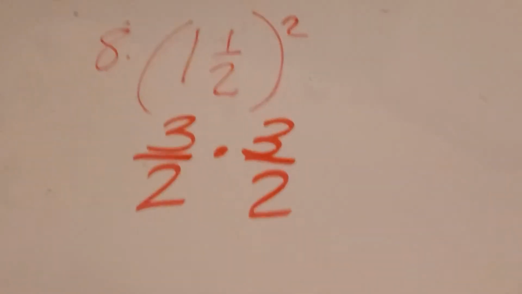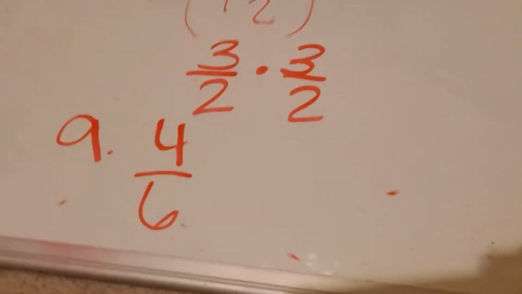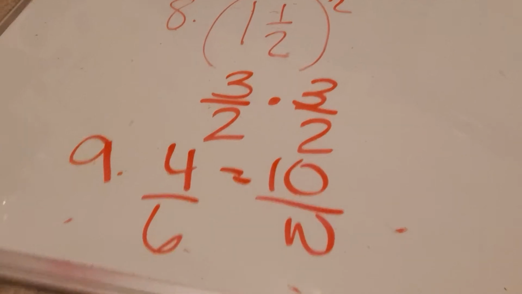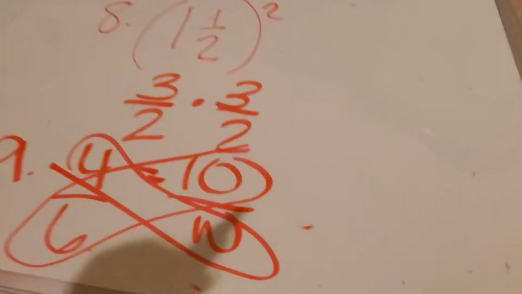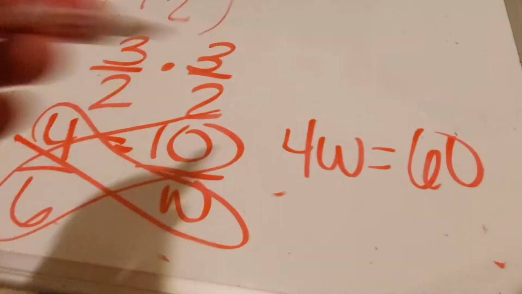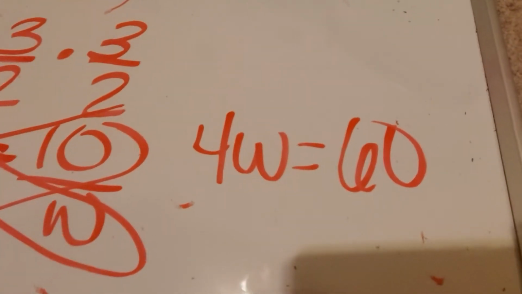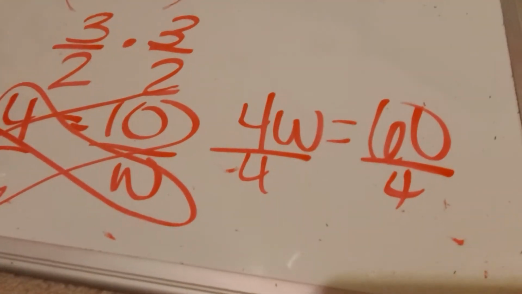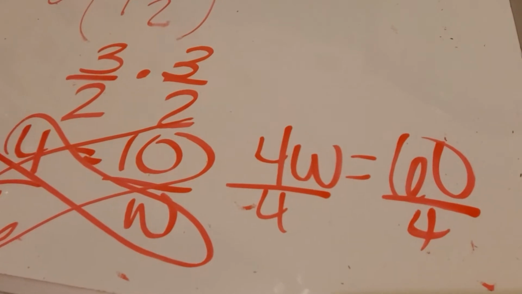Number 9, that's the proportion that we worked on, the butterfly. 4 is to 6, as 10 is to W. We are going to do those butterfly wings. And we're going to say 4W equals 60. And to get rid of that, remember the opposite of multiplication is division. So we divide both sides by 4. You can work that out. You're going to have a mixed number, obviously.